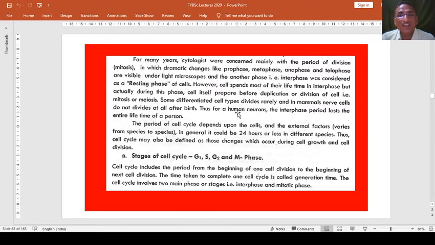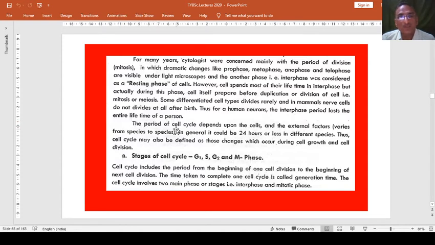Some differentiated cell types divide only rarely, and in mammals, nerve cells do not divide at all after birth. Thus, for human nerve cells, the interphase period lasts the entire lifetime of a person.